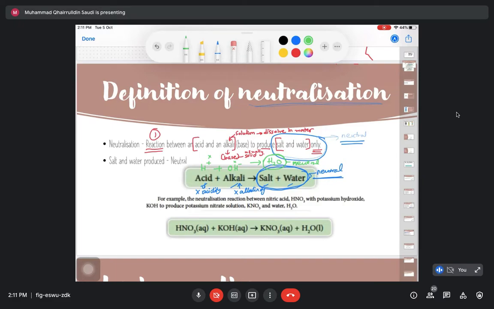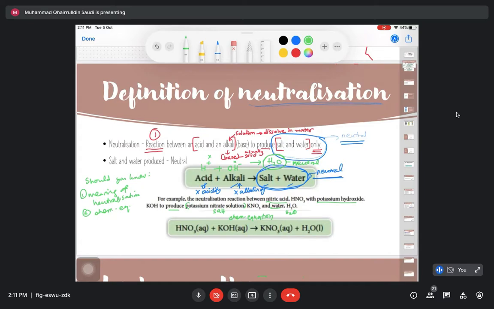For example, the neutralization reaction between nitric acid and potassium hydroxide produces potassium nitrate solution, our salt, and water. And here is the chemical equation. So here, what should you know? One is the meaning of neutralization, and second is how to write the chemical equation. We have been through this before.